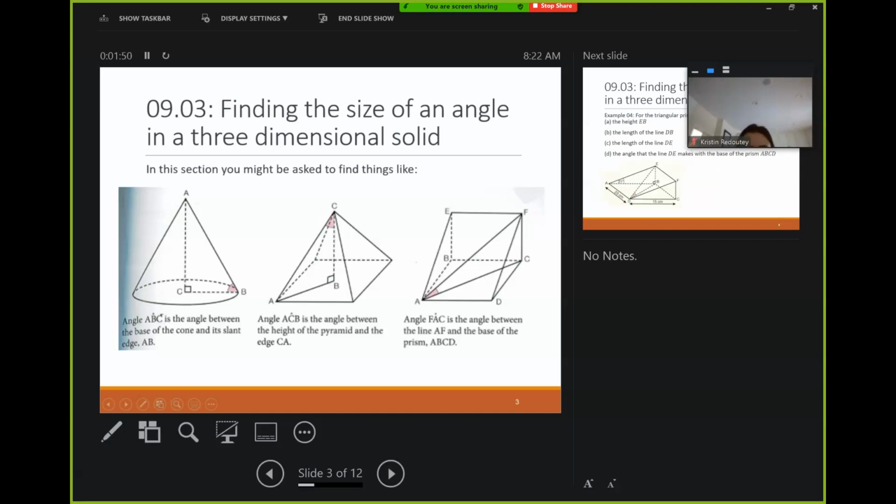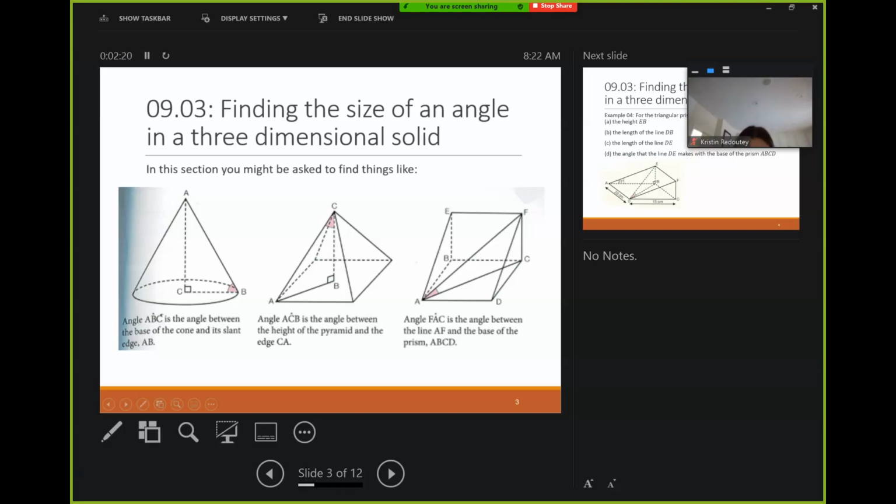So we might be asked about angle ABC, which is the angle between the base of the cone and this slant edge. So it's talking about this angle here. Angle ACB is the angle between this height of the pyramid and this edge. So we have AC and CB.